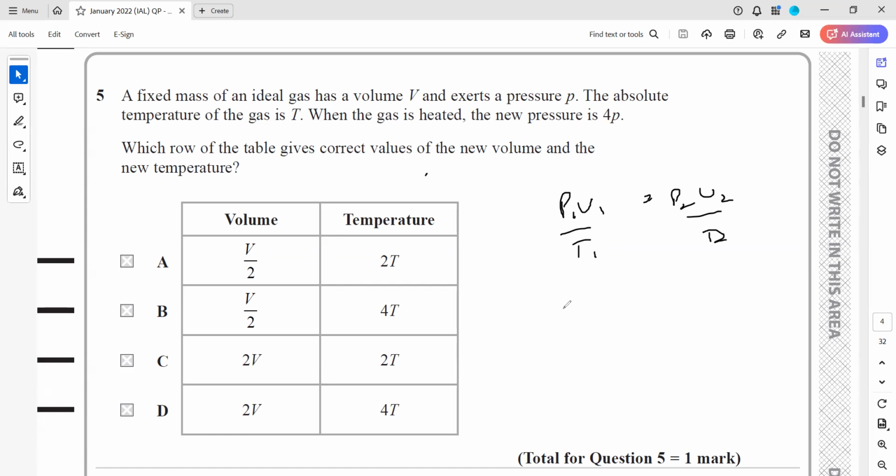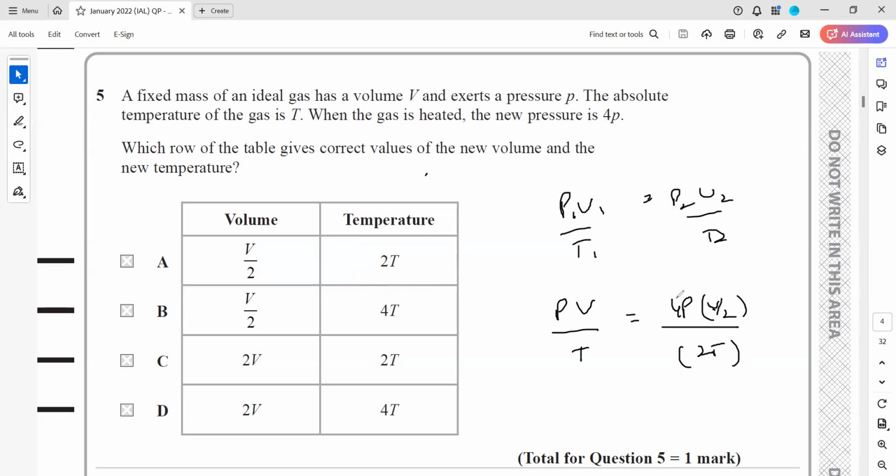So the first pressure is P, the first volume is V and the first temperature is T. The final pressure is 4P. So what should happen to V? Because in total, we should get the same. For example, if the volume is, according to the first one, half, this will be V by 2 and the temperature is 2T.